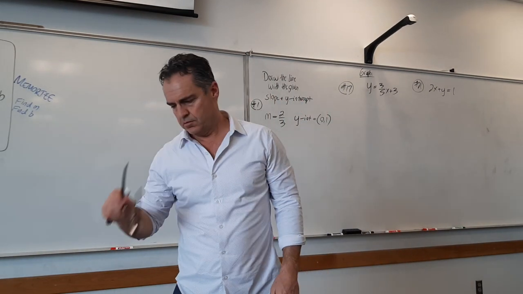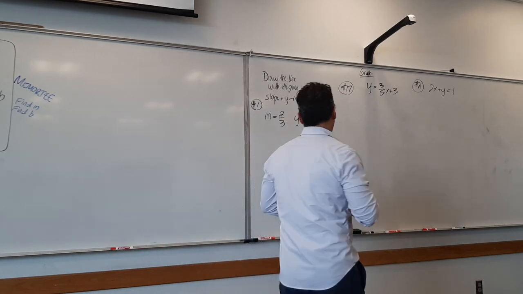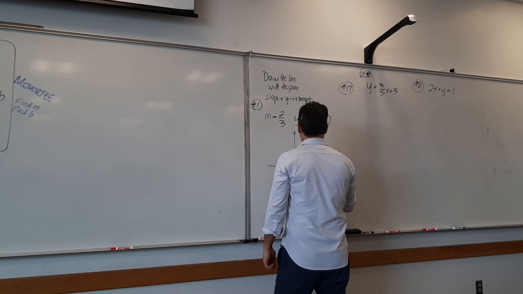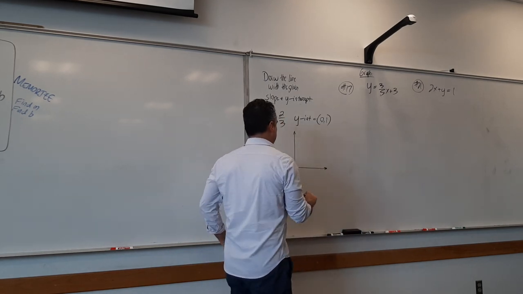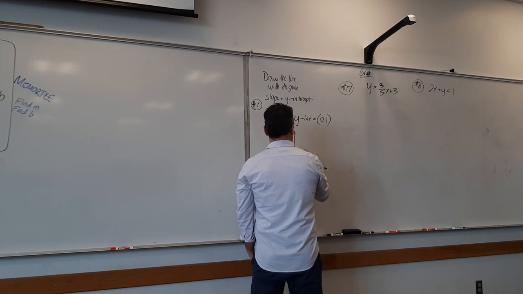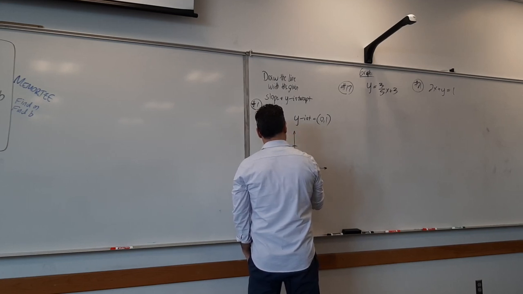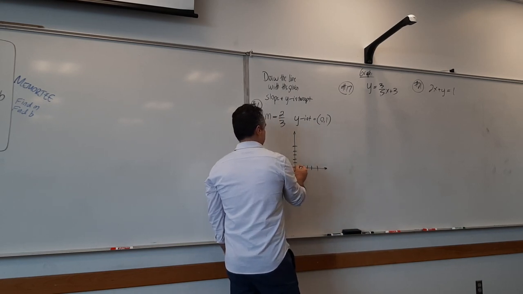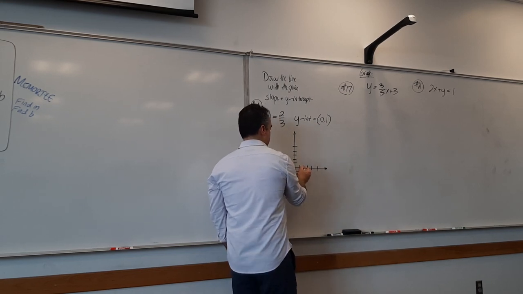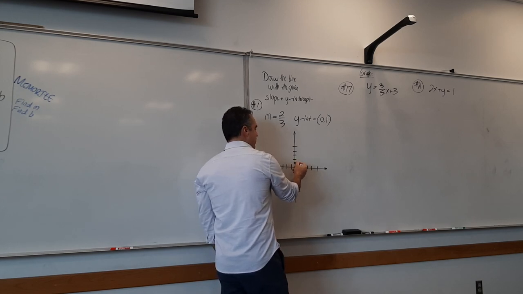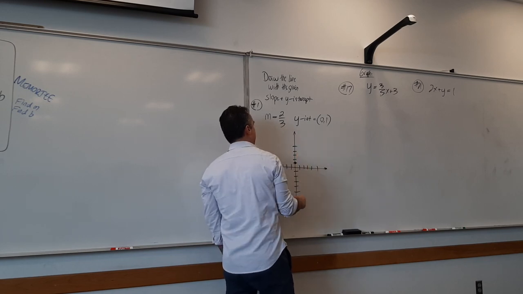All right, this first one. Listen, was this easy? Yes. I mean, they give you the y-intercept. 1, 2, 3, 4, 5. Is it here? Is it here? No. No, that's the x-axis. Make sure you never make that mistake. That's the most common mistake, is people don't put it on the y-axis.